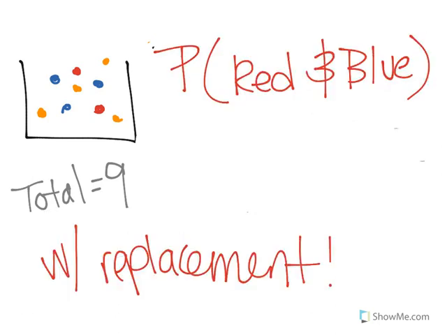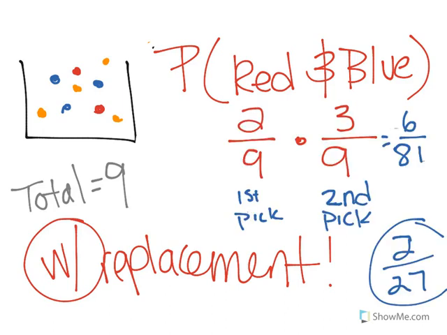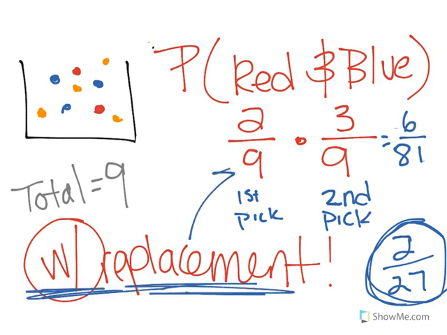This time, try to find the probability of picking a red and then a blue with replacement. Ready, go. This one, you should end up with 2 over 27 for your final answer. Remember, when it is with replacement, the total stays the same each time because you're taking that first pick out and throwing it back in, so the total goes back to 9. Now we're talking about red, so there are 2 red in there, and then there are 3 blue, so that's where I got those numbers. 6 over 81, I just divided out a 3 from both of them, and that's how I got my simplified answer.